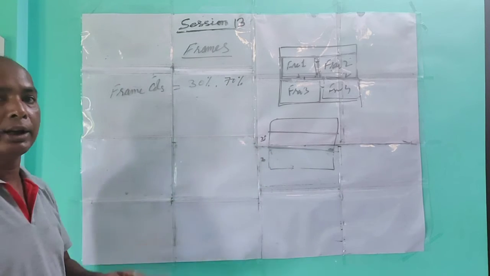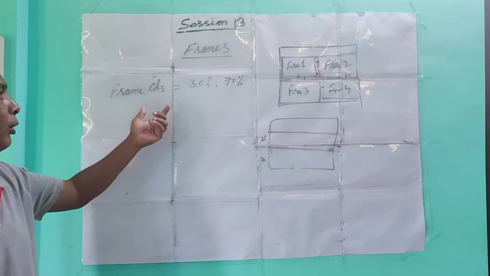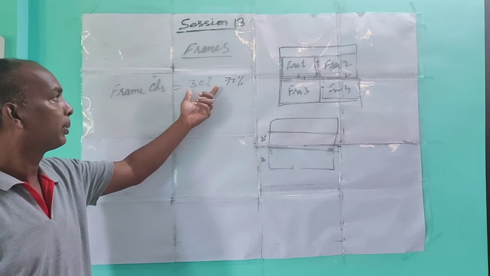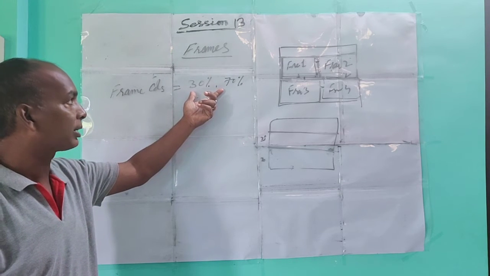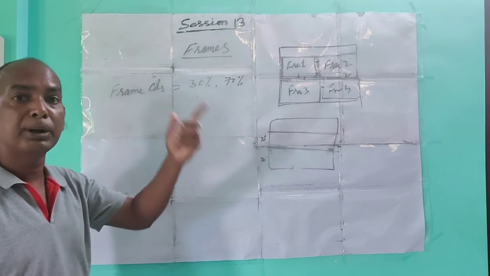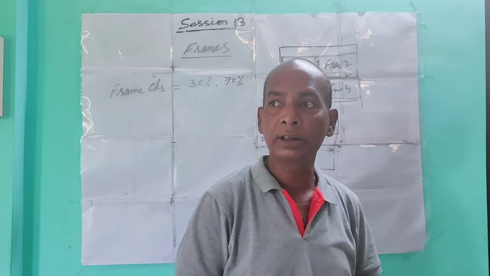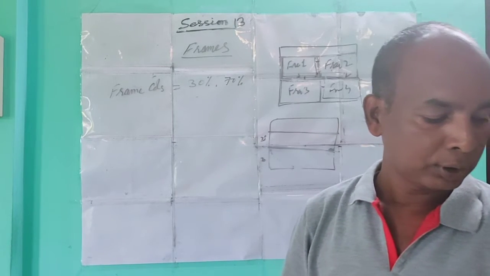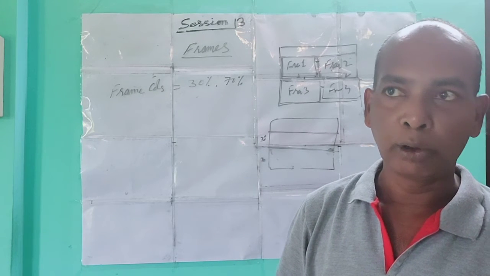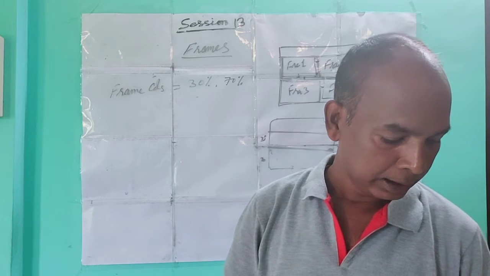One thing you must remember: when you use frameset cols or frameset rows, when you add up the percentages, the total must be 100. Either it will be rows or it will be columns. That means the total percentage of the frame columns or frame rows must be 100.